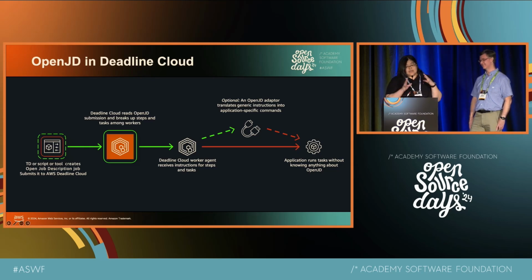One of the guiding design principles that we kept as a North Star is that Deadline Cloud is what we imagine a render farm built for Open Job Description should be. So that's something that internally we kept as a guiding vision.